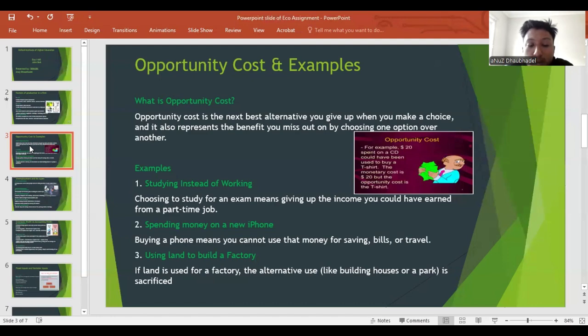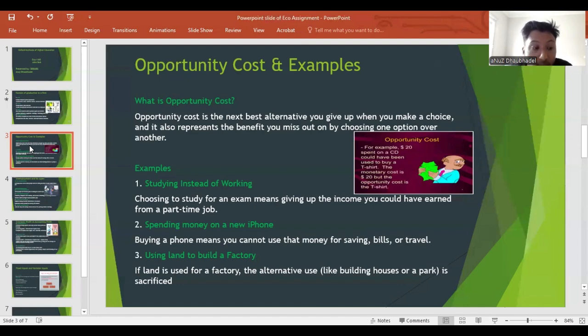So the third example is using land to build a factory. If land is used to build a factory, you sacrifice other potential uses like building houses or a park. The benefits of these alternatives represent the opportunity cost. So, in short, opportunity cost is about understanding what you give up when making a decision. Every choice has a cost, even if it isn't measured in money.